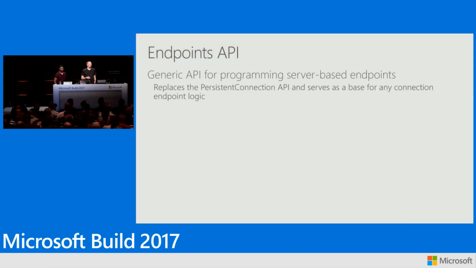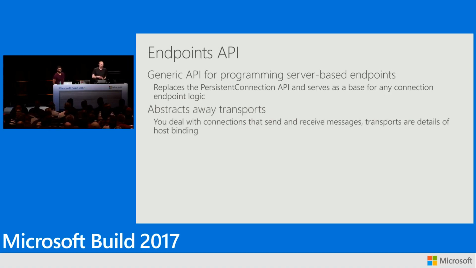So what does this endpoints API look like? It's a generic API for programming server-based endpoints. You have a client, you have an endpoint on the server speaking some protocol, speaking some connection type, and the client connects to it. It replaces the old persistent connection API that we had in SignalR, which was still HTTP-based in the old days, and basically serves as a base for any type of connection. It abstracts away transports. You program as if you have what looks like a socket endpoint, but it could actually be connected via long polling, or it could be connected by server-sent events, or something we can't even think of yet.